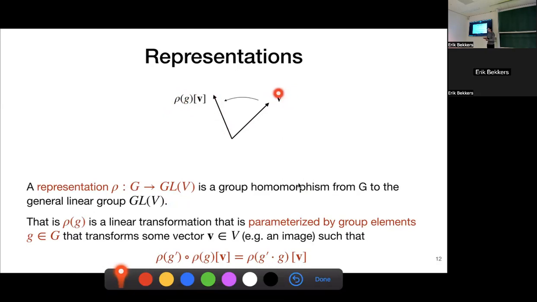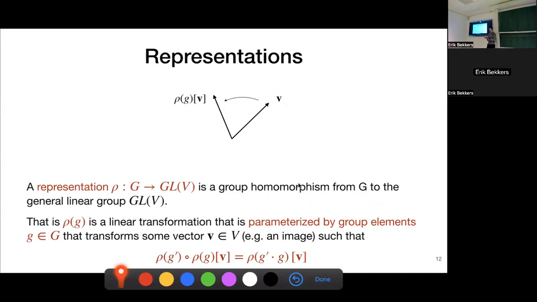And this is not an element of the group, right? This is important to realize. A group can act on other types of objects, like functions and vectors, and so not necessarily on itself, but it still follows this group structure. That's why we call it a homomorphism. So it still has the same group structure.